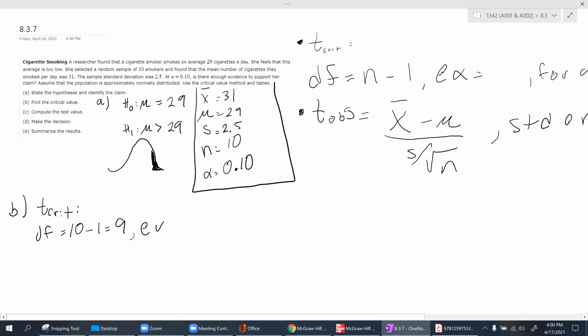At alpha equals 0.10 for a one-tailed test. And I know it's a one-tailed test based on my alternate hypothesis, right? It's a greater than statement. So this here is what's going to be useful: the degrees of freedom equals 9 at alpha 0.10 for a one-tailed test.